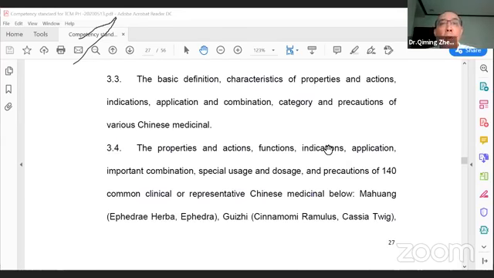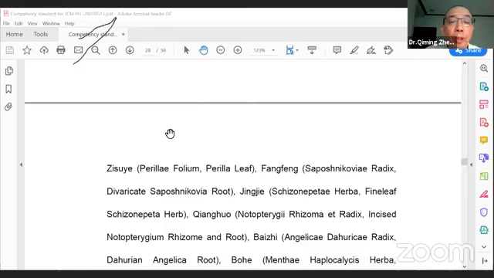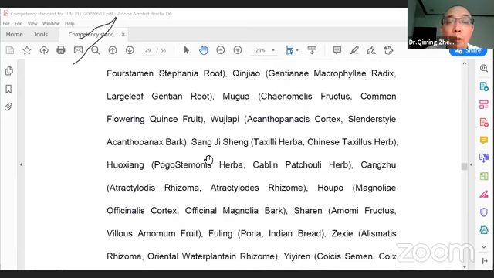So this is the 140 kinds of herbal medicine we mentioned below. It should be the basic minimum that should be included in the standard. So I don't want to repeat. This is the 140 kinds of herbs.